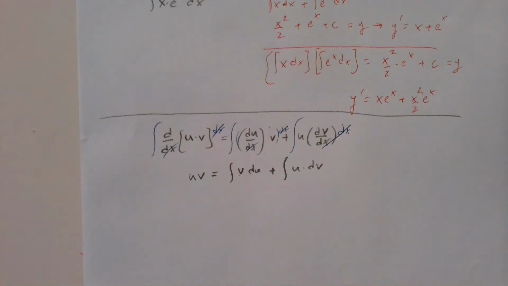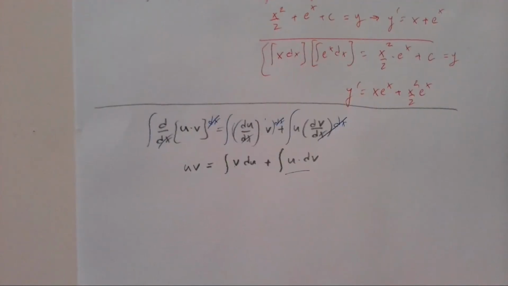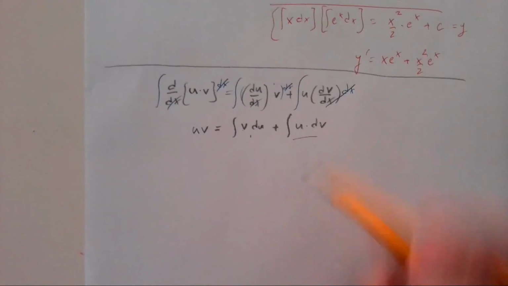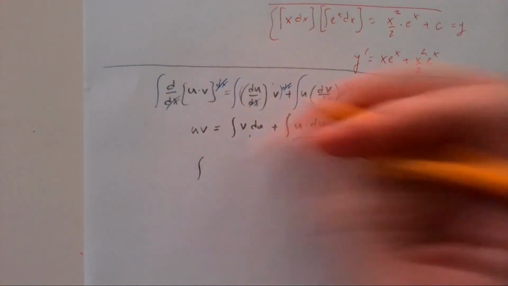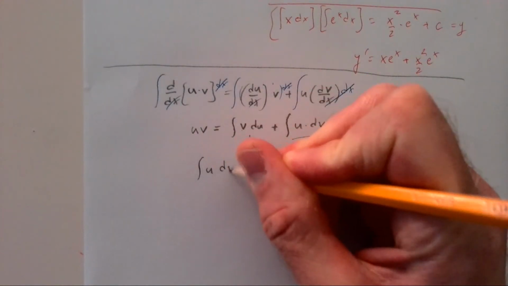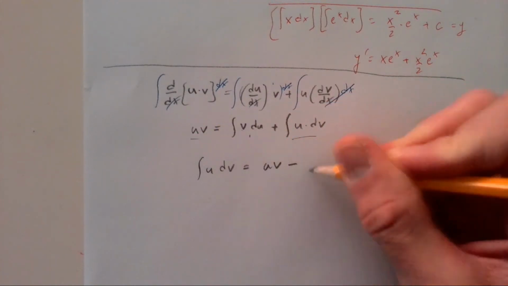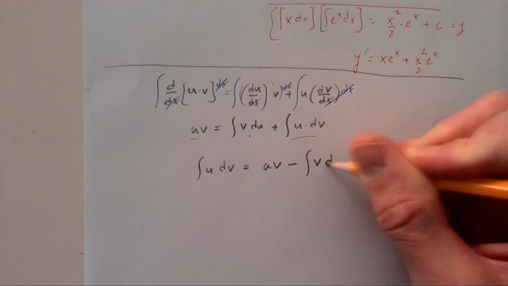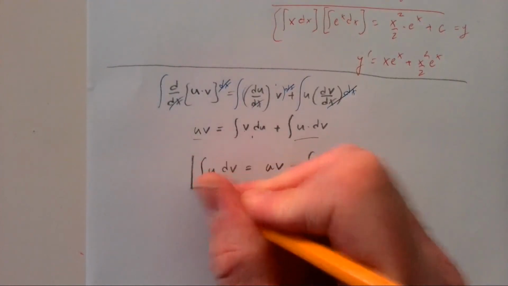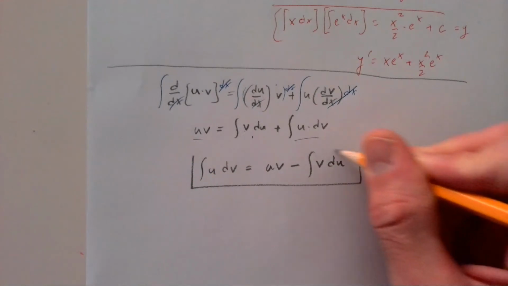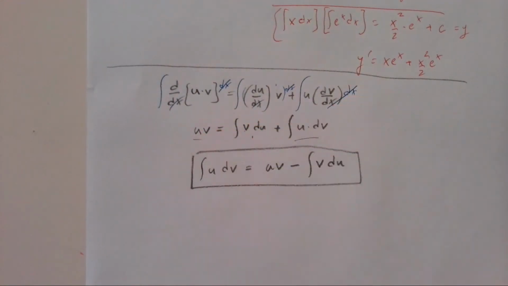So what we're going to do is just a little bit of algebra. We're going to get u dv all by itself. So if you were to subtract this term on both sides, you get the integral of u dv is equal to uv minus that integral of v du. And believe it or not, you might be looking at this and going, this does not look like it's very helpful.